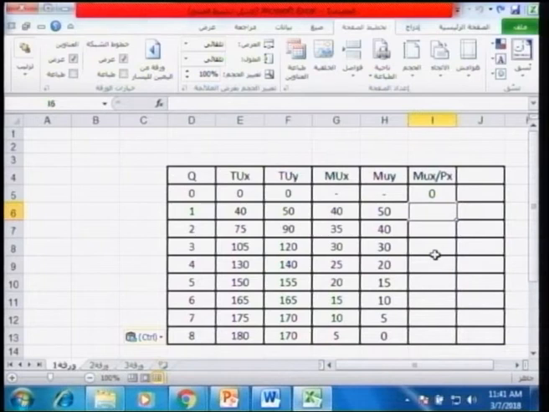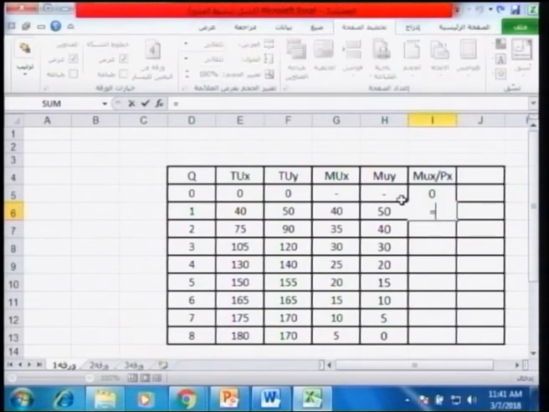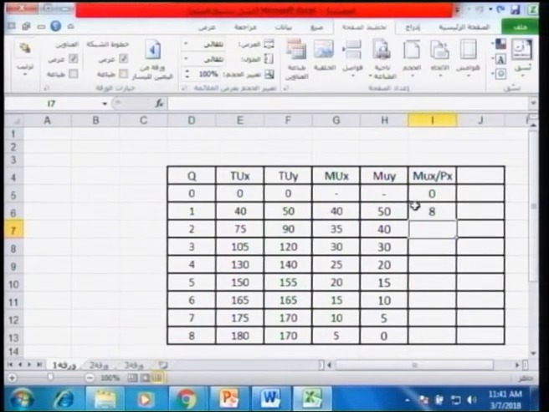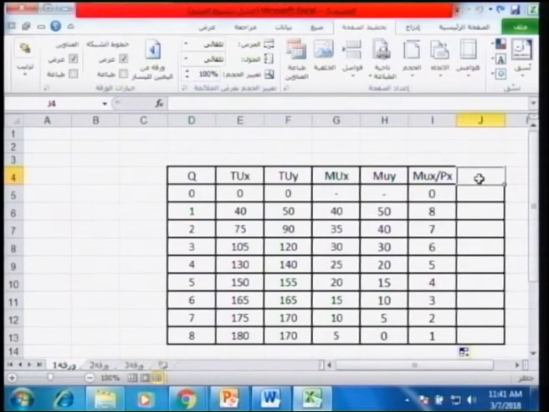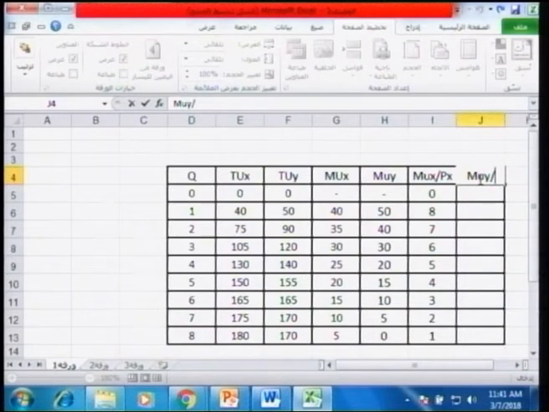MUx here, it's a clear thing. MUx over PX, so the formula equals MUx here over 5. Then we drag the rest of the column. Right. And then we have to calculate MUy over py.